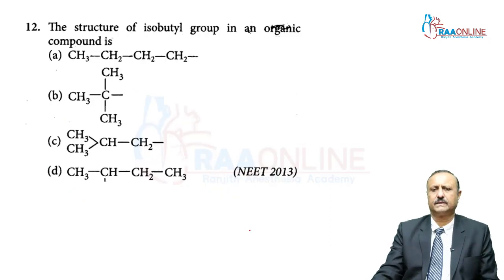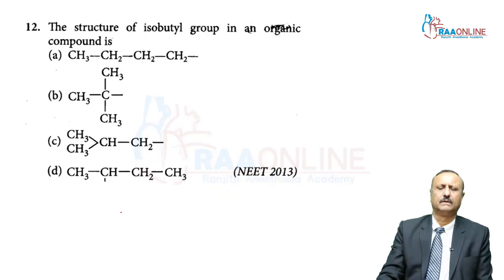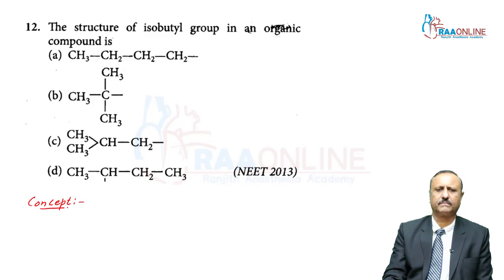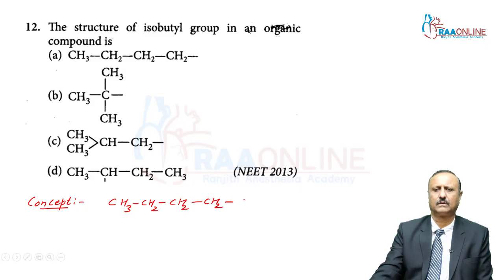Now my dear students, we can see the question number 12. The structure of the isobutyl group in an organic compound is. Here my dear students, isobutyl group. What is the concept? You write here concept and you see this concept. When a single carbon atom chain is present in the group, then it is called a butyl group. When a single carbon chain is present in the group, it is called a butyl group.